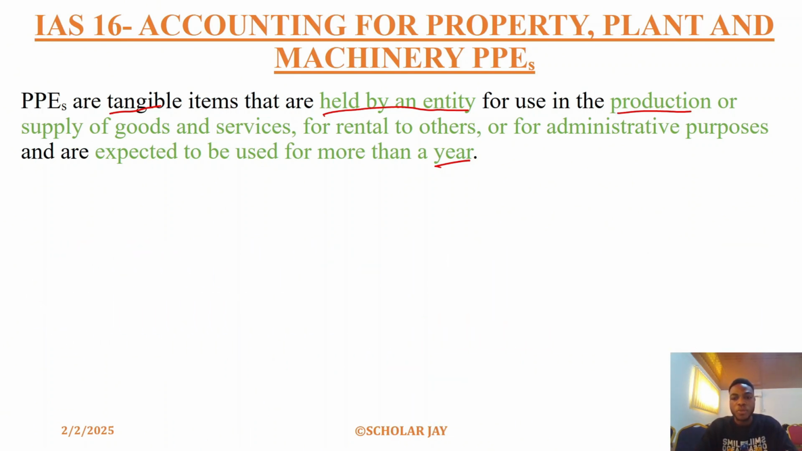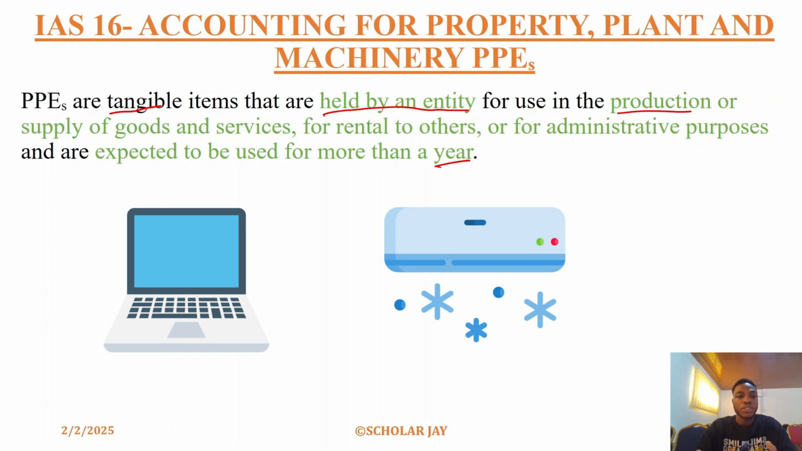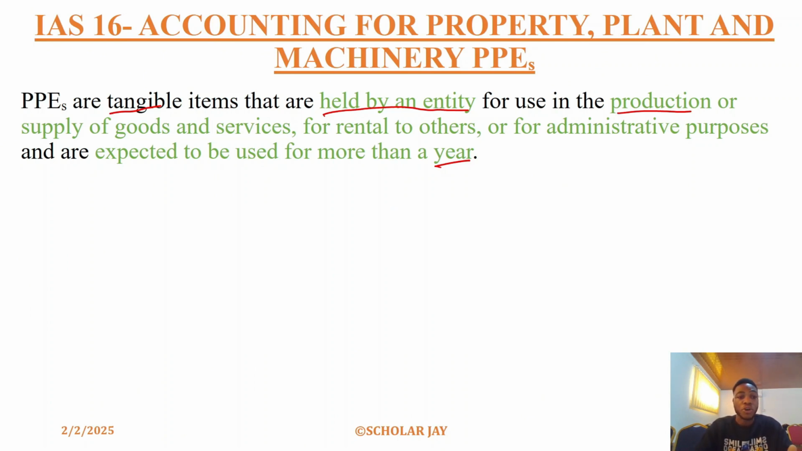And then for administrative purposes, you have office machines, you use laptops, you use desktops, and you use air conditioning. All these are examples of tangible items that are being used for administrative purposes. I hope you are getting it.